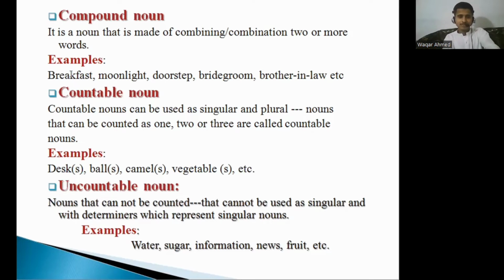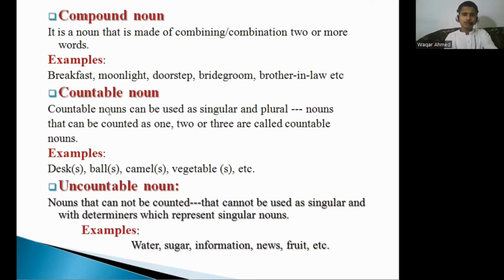Breakfast is a noun which is not hyphenated. These are written joined together as one word. Moonlight, it's also one word, although this is the combination of two words. We have doorstep, bridegroom, and brother-in-law. There are three words hyphenated, right, that make one word. And like racehorse, both are written separately. We don't hyphenate these two words. These are still compound nouns.